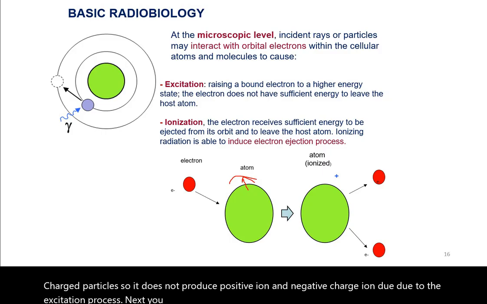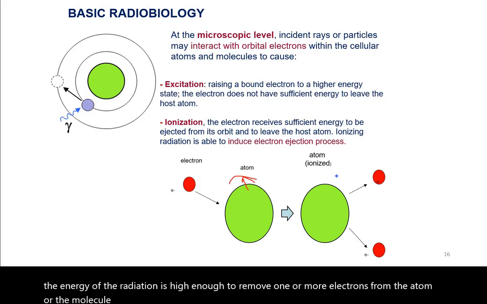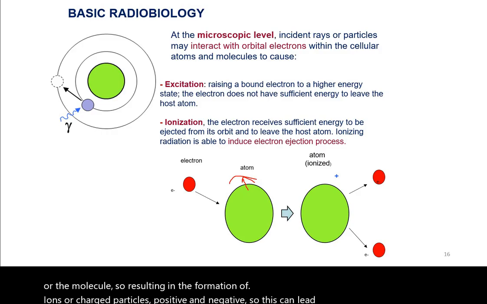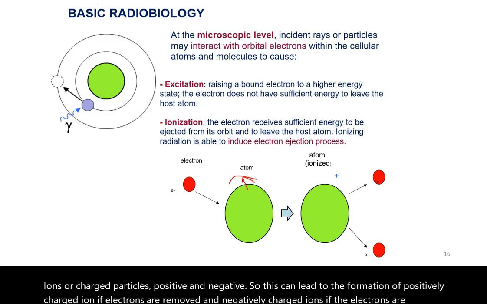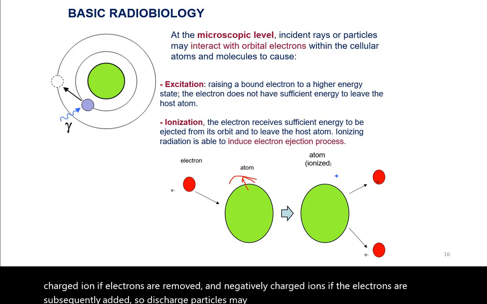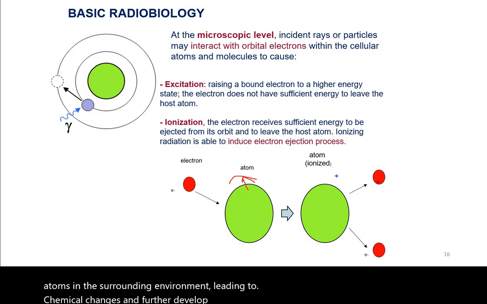Next, you have ionization. So what is ionization? Ionization occurs when the energy of the radiation is high enough to remove one or more electrons from the atom or the molecule, resulting in the formation of ions or charged particles, positive and negative. This can lead to the formation of positively charged ions if electrons are removed, and negatively charged ions if electrons are subsequently added. These charged particles may interact with other nearby molecules or atoms in the surrounding environment, leading to chemical changes and further developing into biological damage.